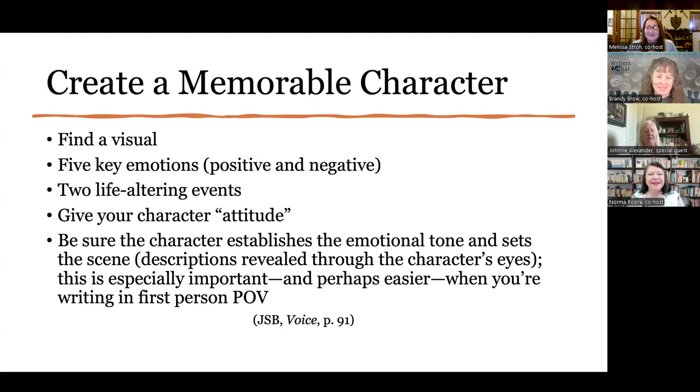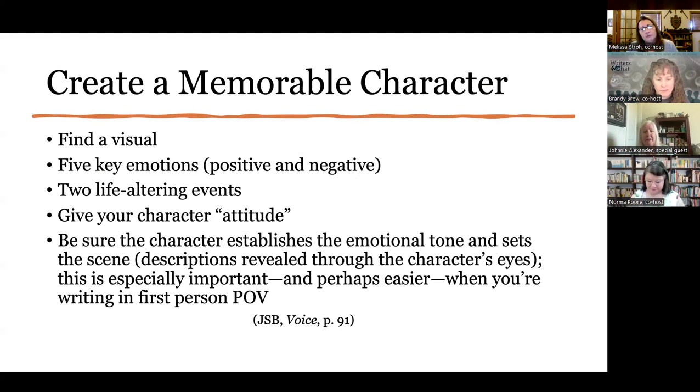Okay, so this is advice from Mr. Bell on creating a memorable character, some things that he suggests. One is to find a visual, like, cast your characters kind of thing. Either do it with AI or you can find an image on the internet or a Hollywood star or whatever. Give your character five key emotions, both positive and negative. This one is really like, I knew this because I'd read this book before, The Power of Voice, but it was like I had just read it for the first time. I thought, yeah, I want to start doing that. I think that's a really great idea.